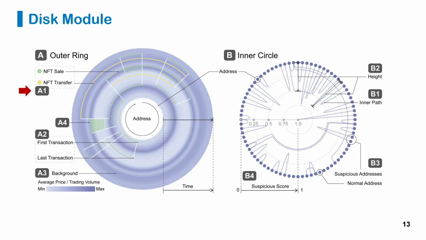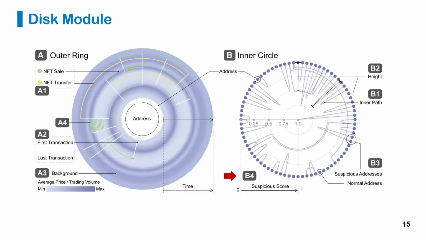NFT transactions are encoded by the arcs between the two angles which represent the two addresses involved. The distance of the arcs to the center of the circle depends on when the transaction took place. The arcs have two colors, encoding the status of transactions, green for sale status and yellow for transfer status. We use the white lines along the radius to link the first and the last transaction of the addresses, representing this radius.